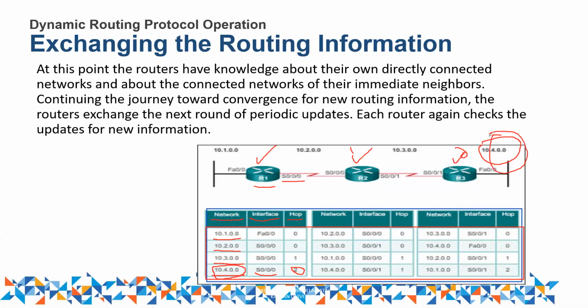And finally, this destination network. So what does the hop count represent? The hop count represents the intermediate routers between the destination network and this router 1. Okay, it's called hop count. So guys, after this process, every single router has complete information about the topology, about all the connected routers.